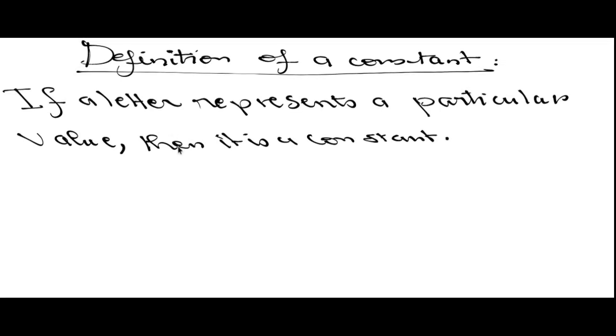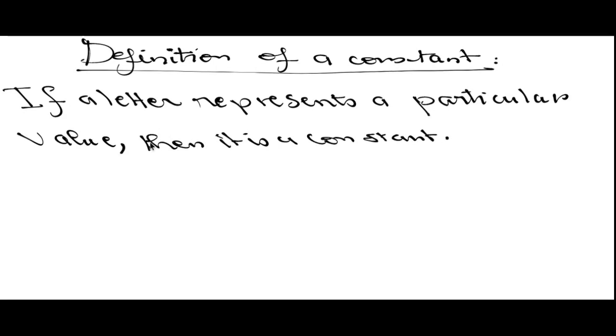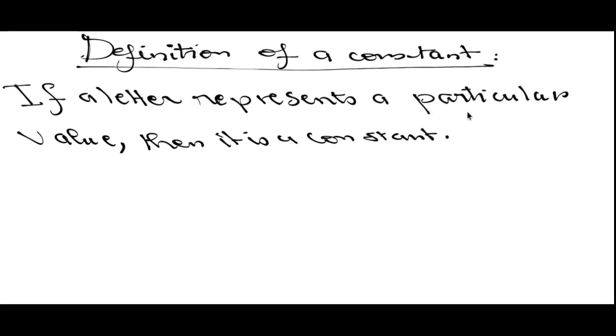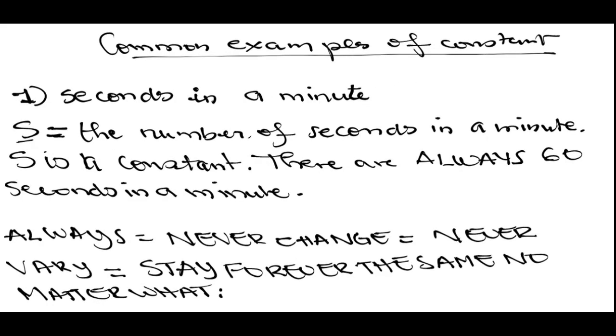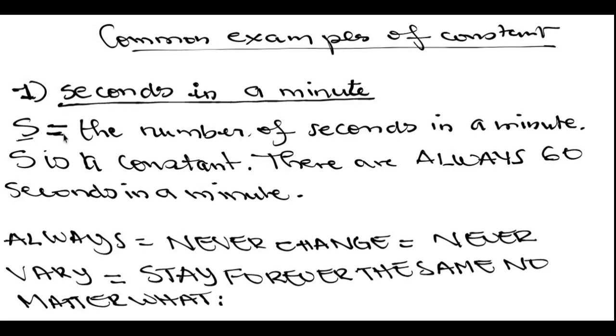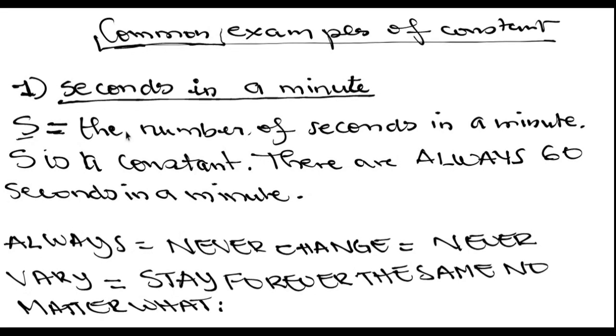Today we are going to talk about the common example of a constant. By definition, we say that if a letter represents a particular value, then it is a constant. Our first example will be the number of seconds in a minute.